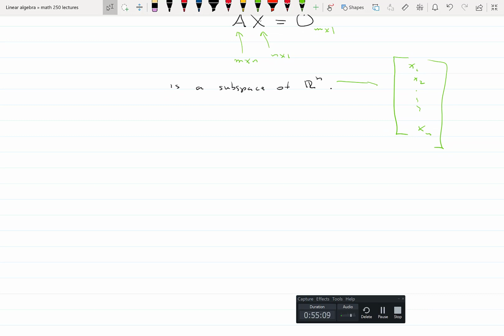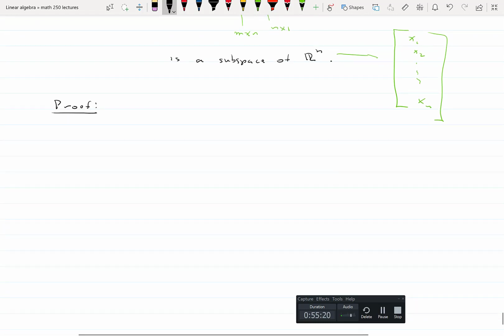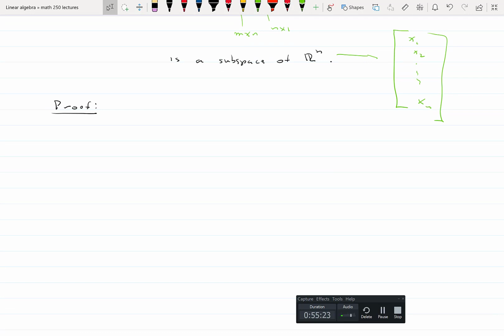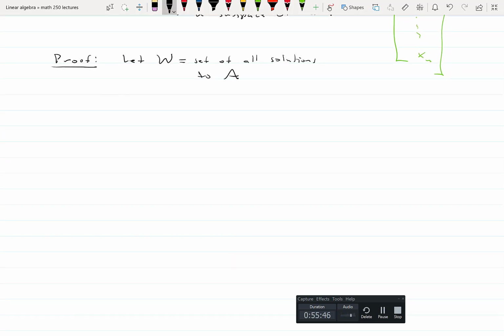Okay. So let's do this. Let's prove this. These proofs are very important for you. They illustrate the kind of mathematics that STEM majors need to be really, really up on. And it's the only reason why we're doing the proofs in an applied math class. So let's let W equal the set of all solutions to Ax equals 0, the homogeneous system of equations.